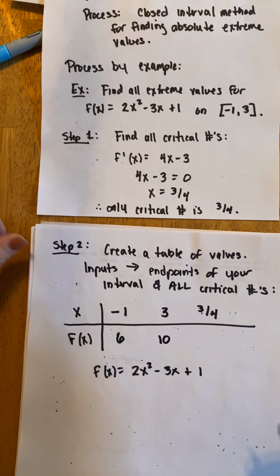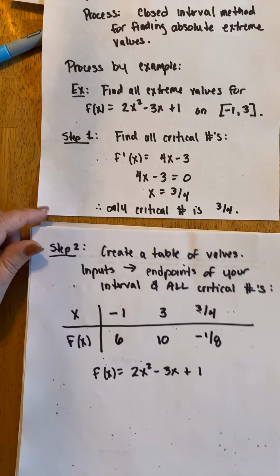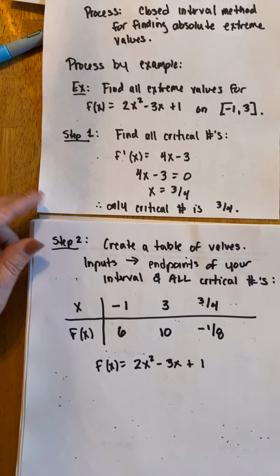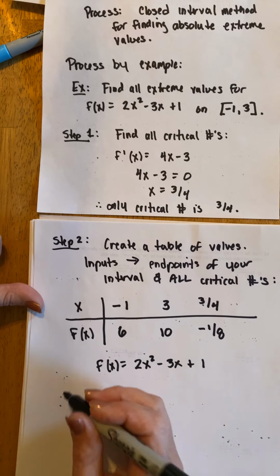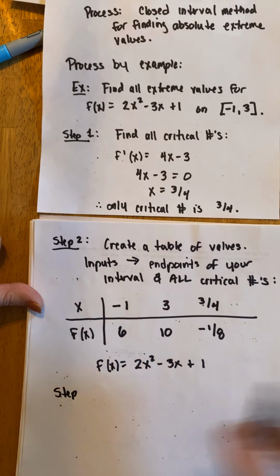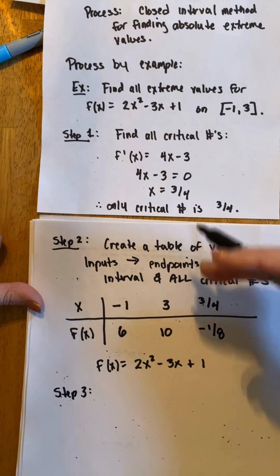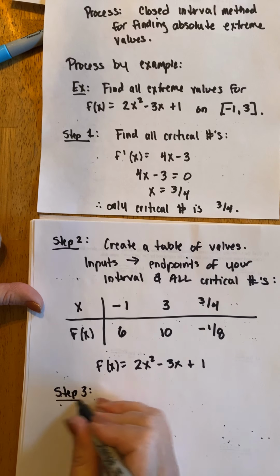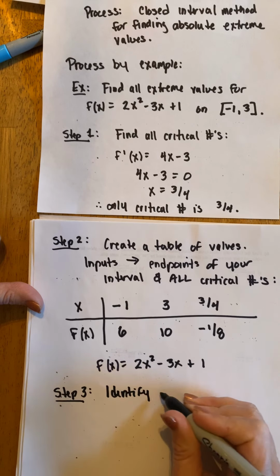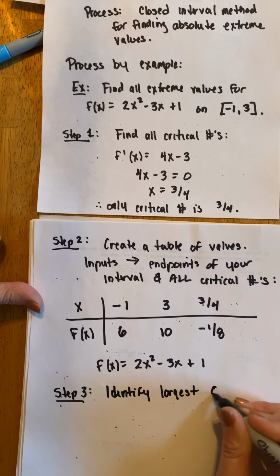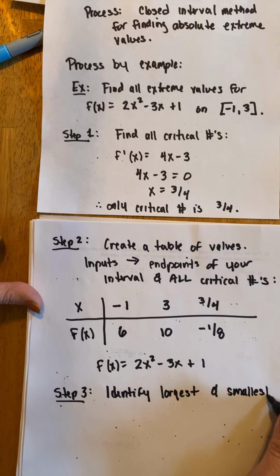And then previously, in the first part of this lecture, we calculated this to be -1/8. If you find a mistake in my algebra, please, by all means, send me an email, and I will be happy to correct it and send an email out to the class. So step 3 is to identify from this table simply the largest output, the one that's highest up on the y-axis, and the lowest output, the one that's lowest on the y-axis. Identify the largest and smallest outputs.